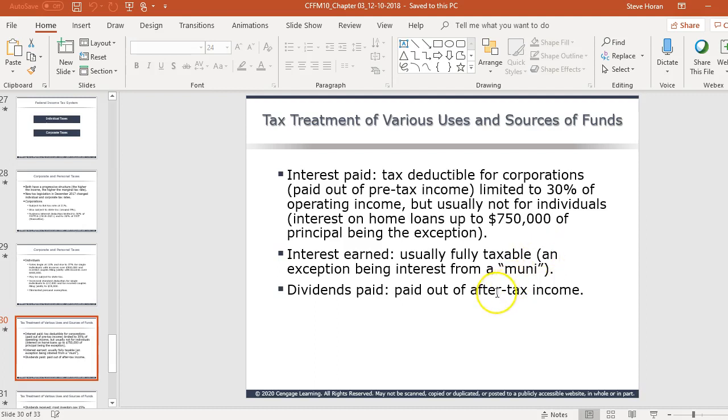And then dividends paid. For a corporation, keep in mind that a corporation itself is a taxable entity, and when that corporation pays dividends to its stockholders, they do that with after-tax income. And that means the stockholders, when they receive those dividends, pay tax on the dividends also. So corporations are double taxed. You pay tax on your earnings, you pay dividends, the person receiving the dividends also pays tax.